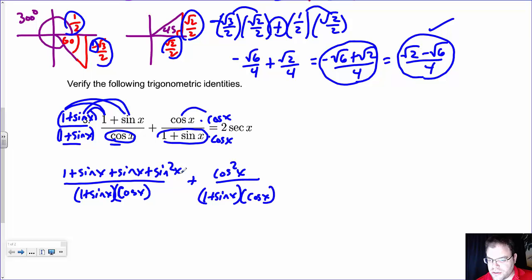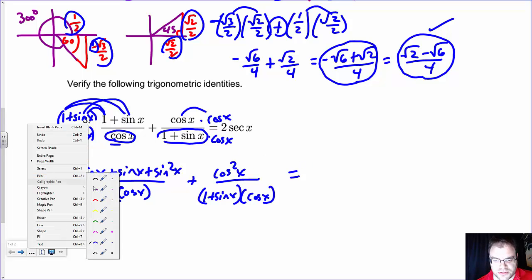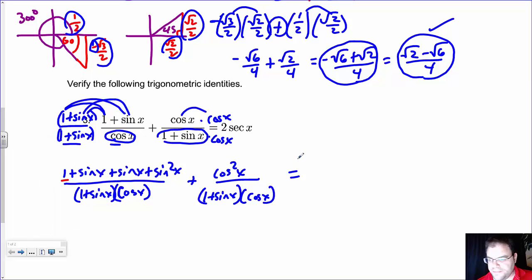All right. So what I now see is I have a common denominator, the same bottom part of each fraction. So I can make this a single fraction if I wanted to. I can just write all of this as one fraction. So I'm going to go ahead and do this. I'm going to change it to red here. I'm going to say I have 1.